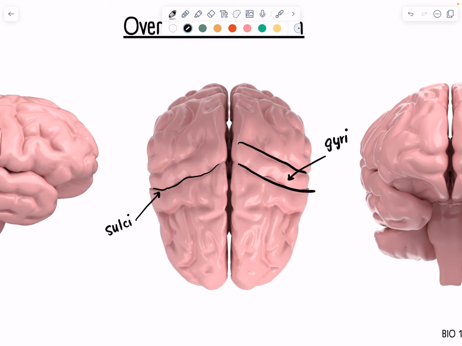The one that I just drew right there is our central sulcus. That goes right here. And that central sulcus is what separates my frontal lobe from my parietal lobe. We have 2 important gyri on either side of the central sulcus. The one in the frontal lobe is the pre-central gyrus. That makes sense, right? It's in front of the central sulcus. And the one behind the central sulcus is the post-central gyrus because it is behind the central sulcus.